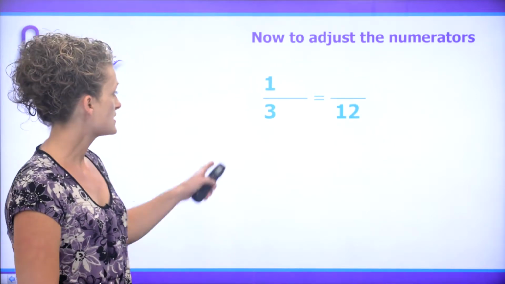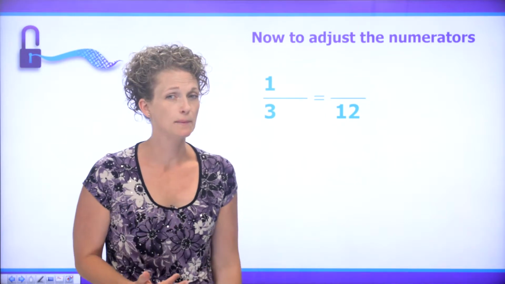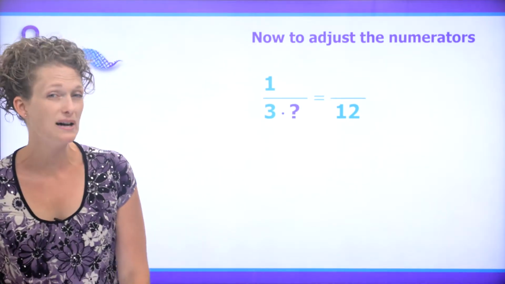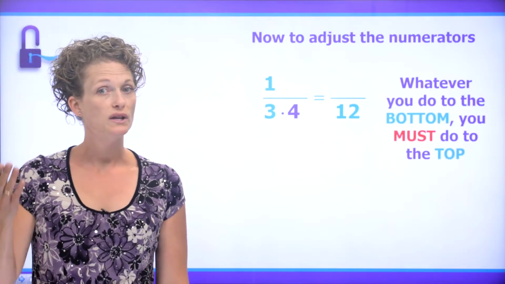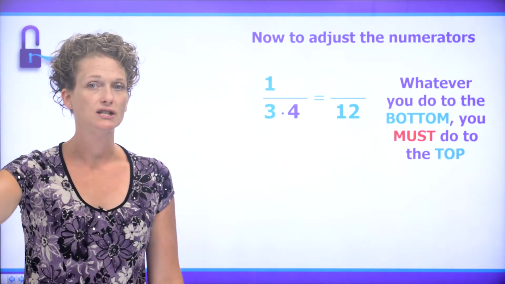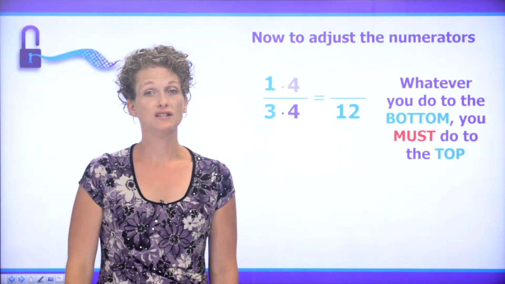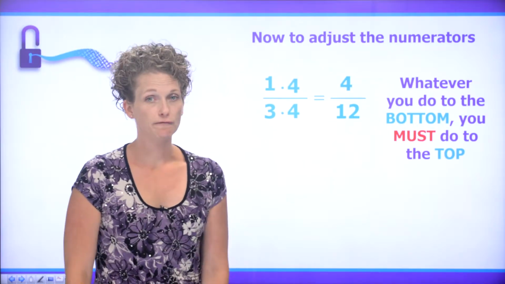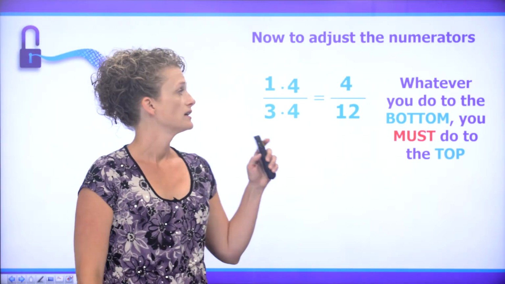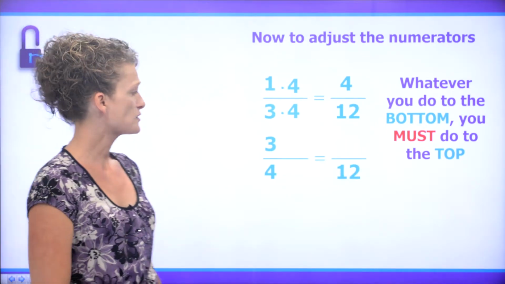Well, it means that if 3 becomes 12, then we must have multiplied it by something. So what did we multiply it by? Well, we multiplied it by 4. And remember, whatever we do to the bottom, we have to do to the top. So if we multiply the bottom by 4, we have to multiply the top by 4. So we multiply 1 times 4, and we get 4.